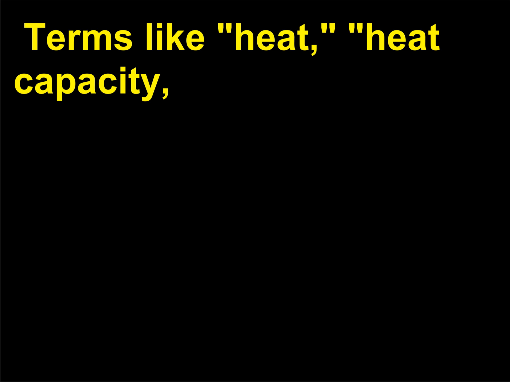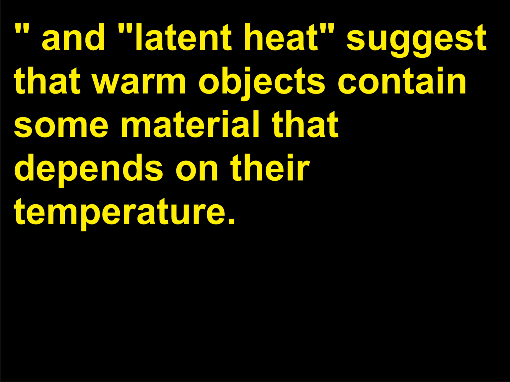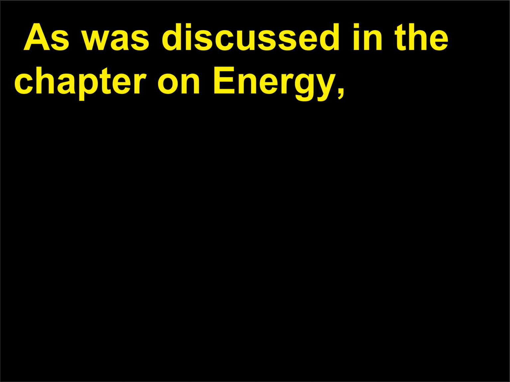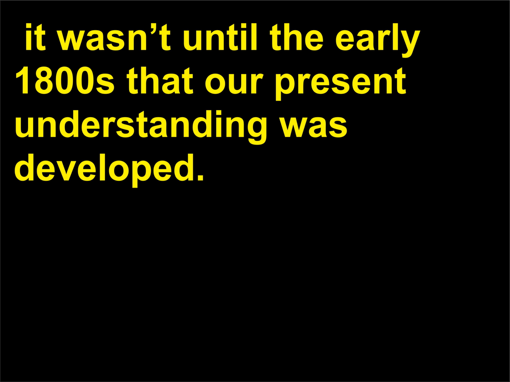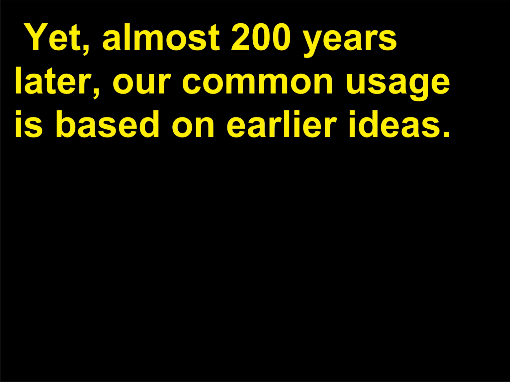Terms like heat, heat capacity, and latent heat suggest that warm objects contain some material that depends on their temperature, as was discussed in the chapter on energy. It wasn't until the early 1800s that our present understanding was developed. Yet, almost 200 years later, our common usage is based on earlier ideas.